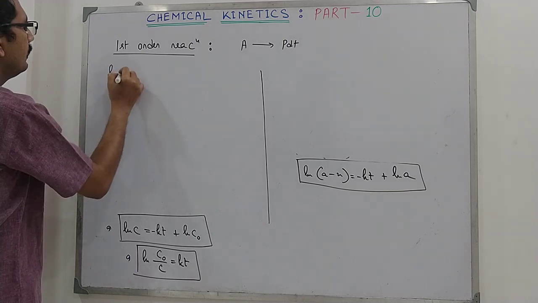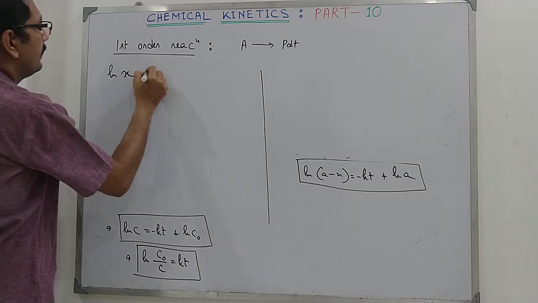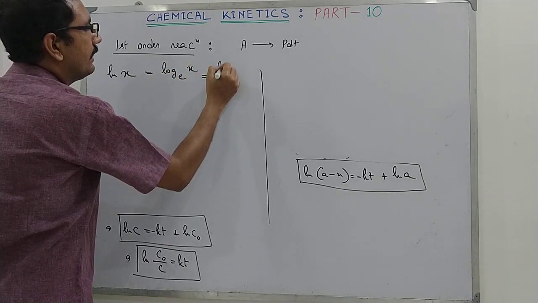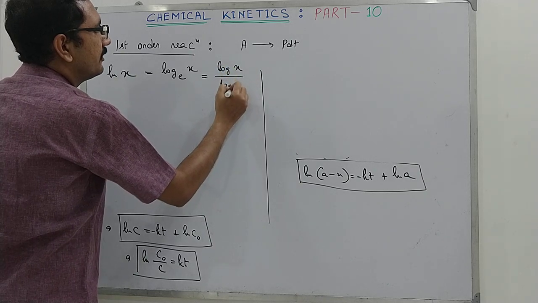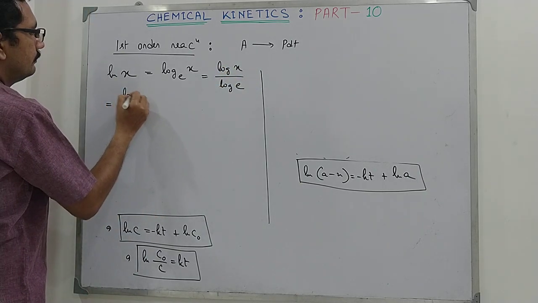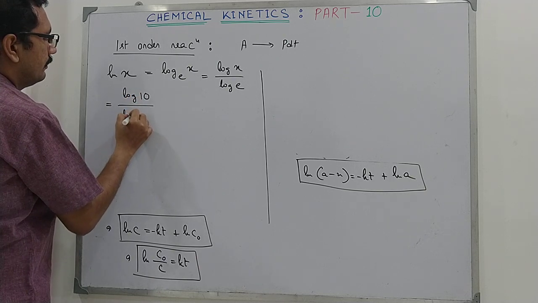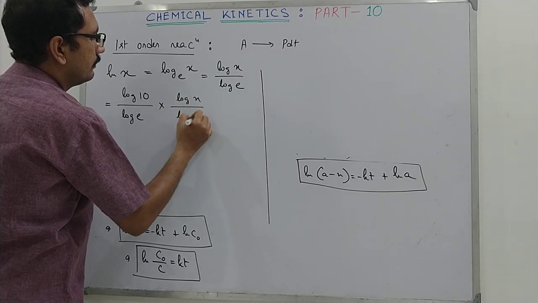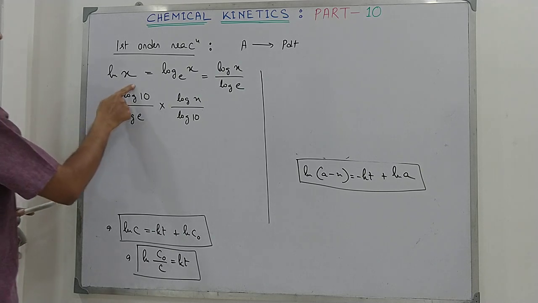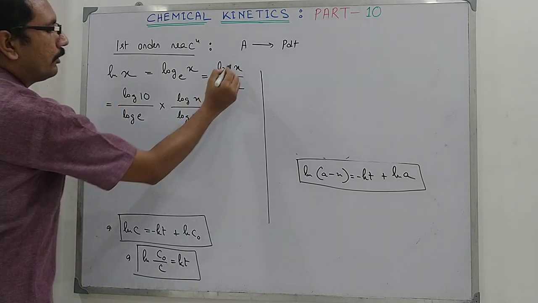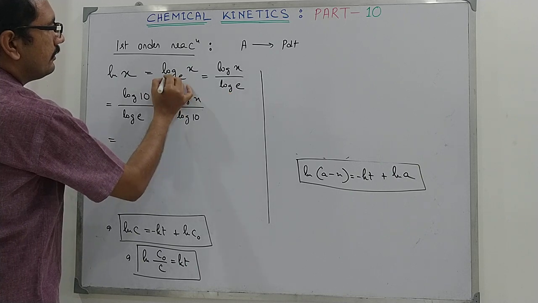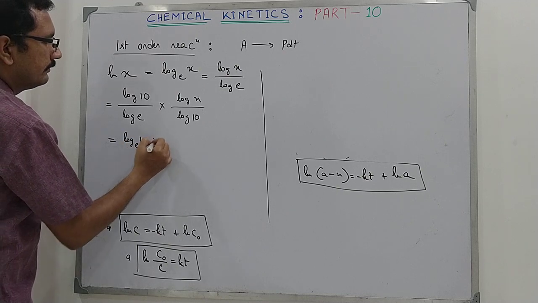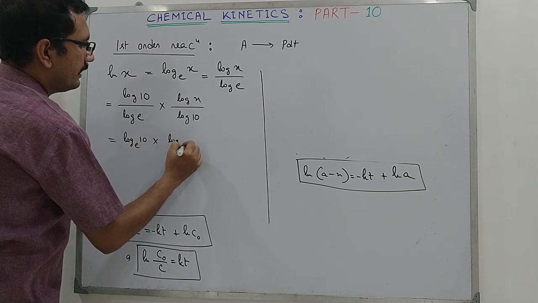Now ln x equals, it is actually log E base x. Now we can write it as log x upon log E. Now we can write it as log 10 upon log E into log x upon log 10. So we are multiplying by log 10 and dividing by log 10. Now log x upon log E, it is log E x. So log 10 upon log E will be log E 10 and it is log 10 base x.